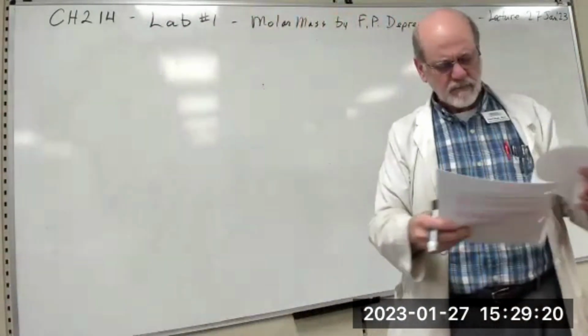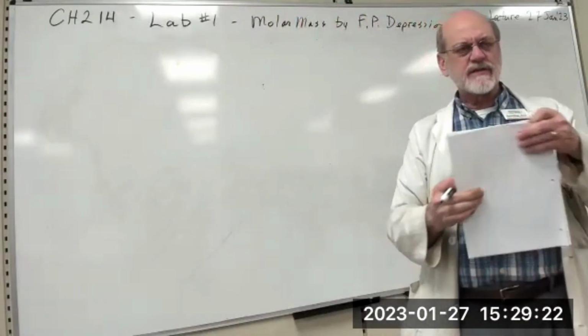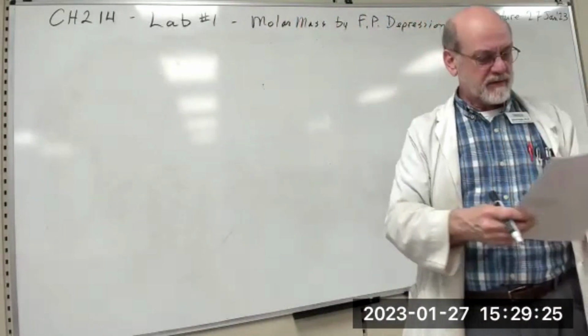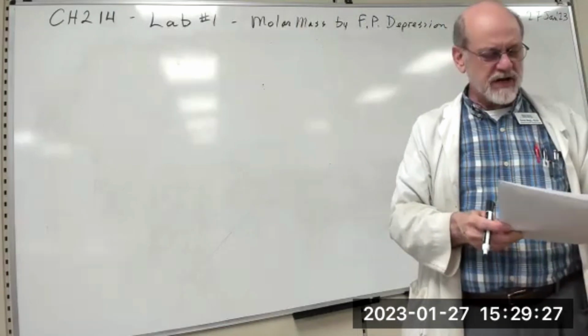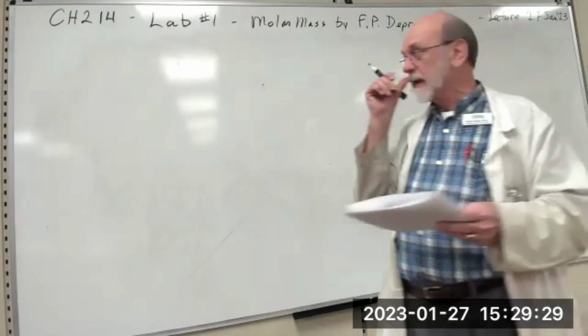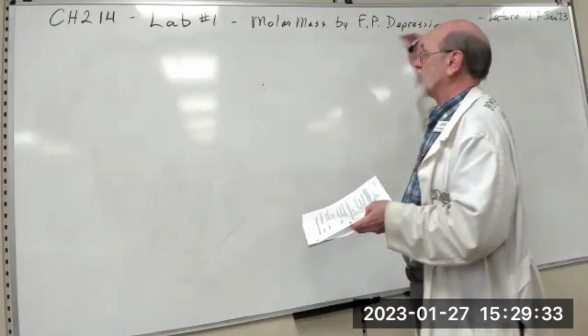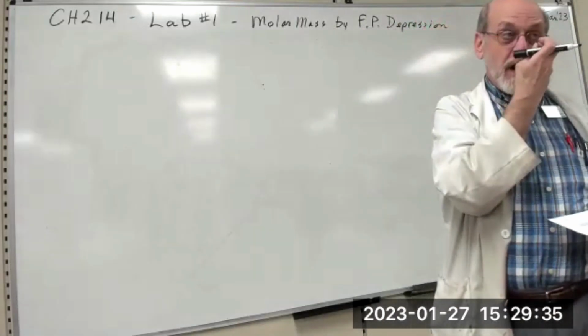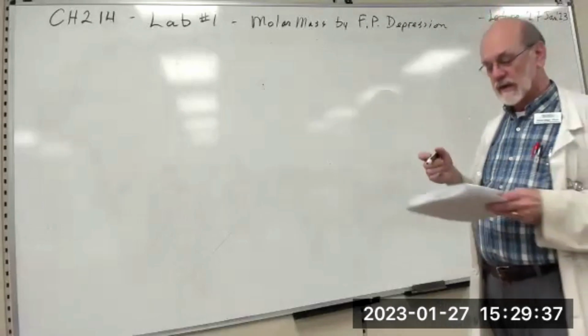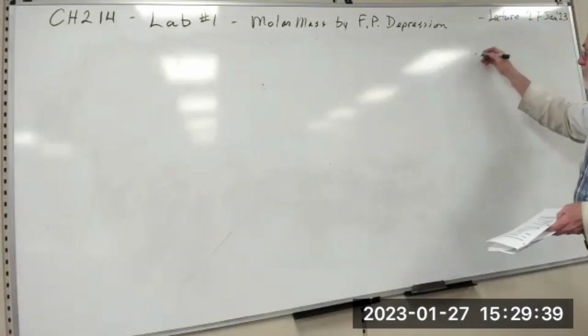So most lab exercises have a central theme, an objective, if you will. And the title tells you what we're after. We're after the molar mass. And we're going to use a colligative property called freezing point depression. That means we're going to use this formula.